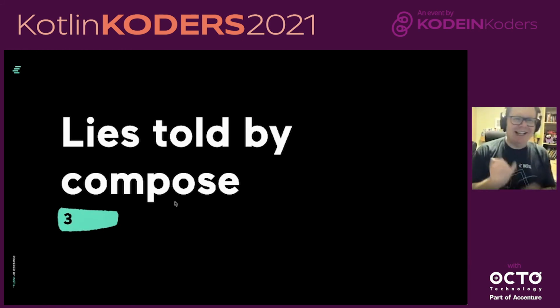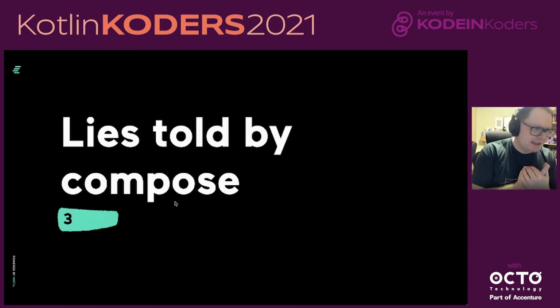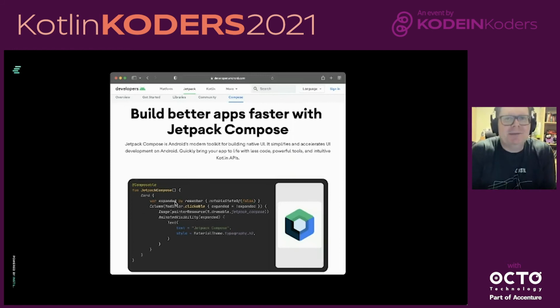So we've seen lies told within the language. We've seen lies told by suspending functions. Let's have a think about lies told by Compose, okay? So I know that there have been some earlier talks today about Jetpack Compose.